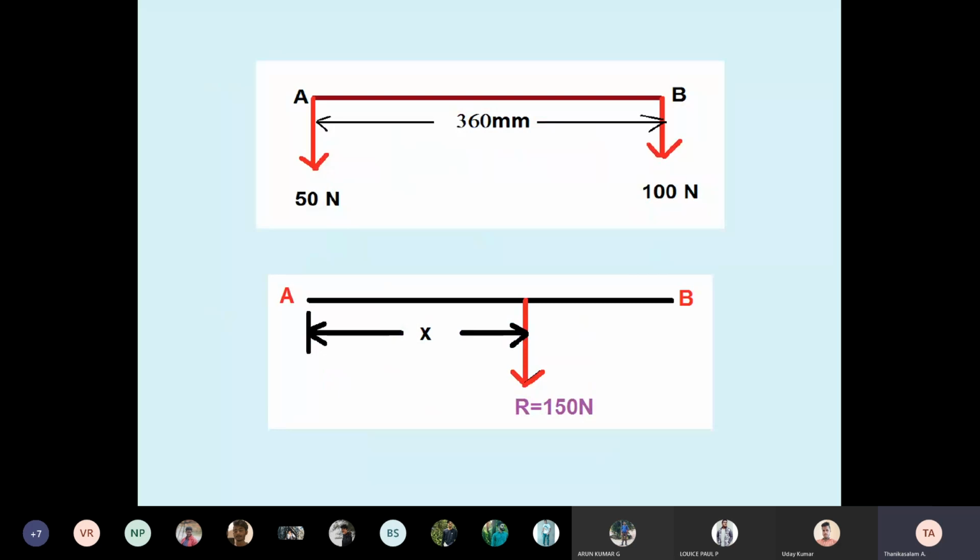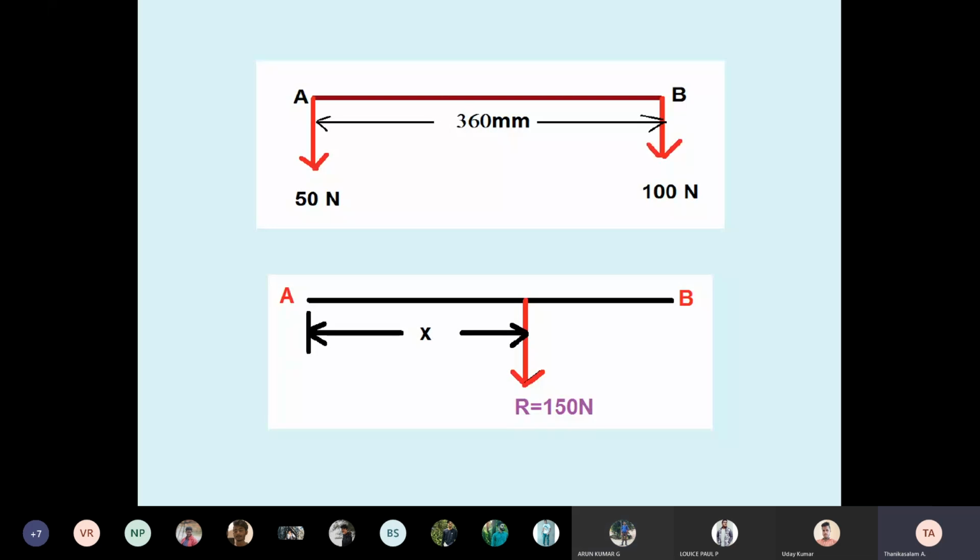See the second picture. I marked where they asked, at which distance they are asking. So I marked from A a distance x. The resultant is acting downward. This is H equal to 0, y equal to vertical downward. Summation of H is 0, no? So summation of V equals minus 150. So the resultant goes vertical downward. Do you understand, Arun Kumar? Yes, sir, understood.